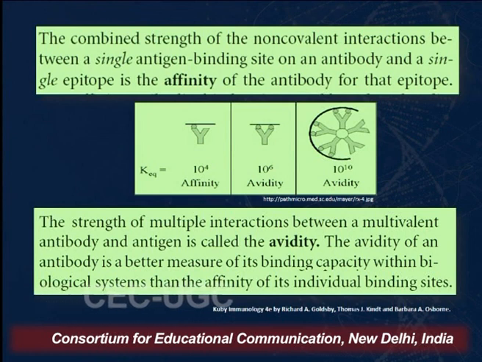When a multiple interaction takes place between a multivalent antibody, which means an antibody specific to a large number of epitopes, and the antigen, it is called avidity. So we can see the avidity shown over here. Now the avidity of an antibody is a better measure of the binding capacity within the biological system than the affinity of its individual binding sites.